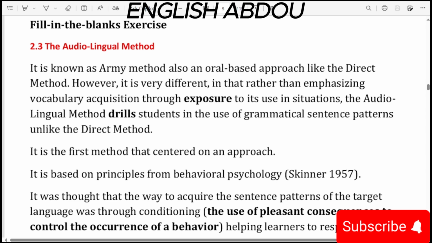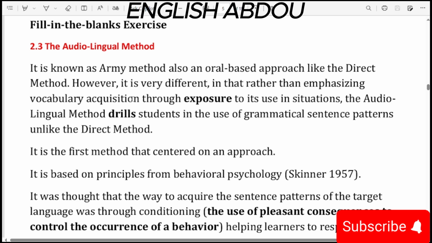Also, an oral-based approach. It is an approach. Why? Because it is the first method that is based on an approach, which was behaviorism. So all the earlier methods, like the grammar translation method and the direct method, neglect an approach.